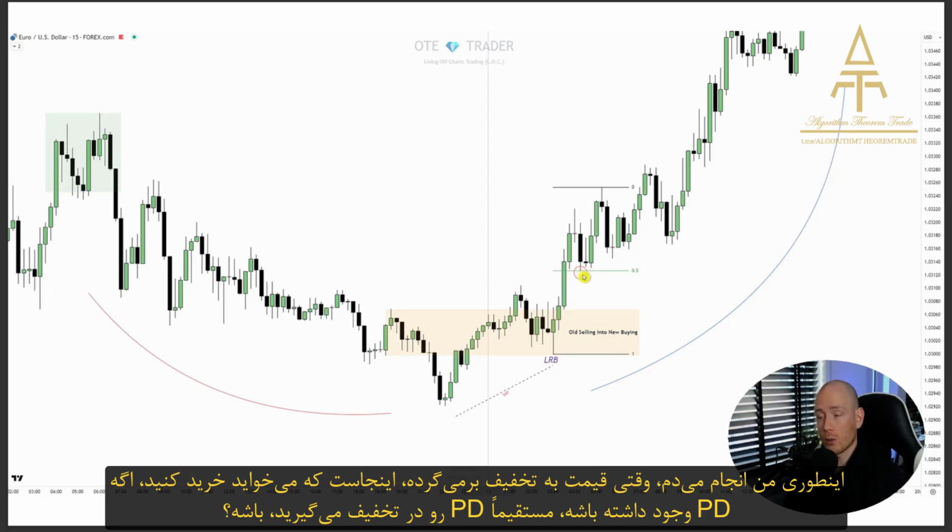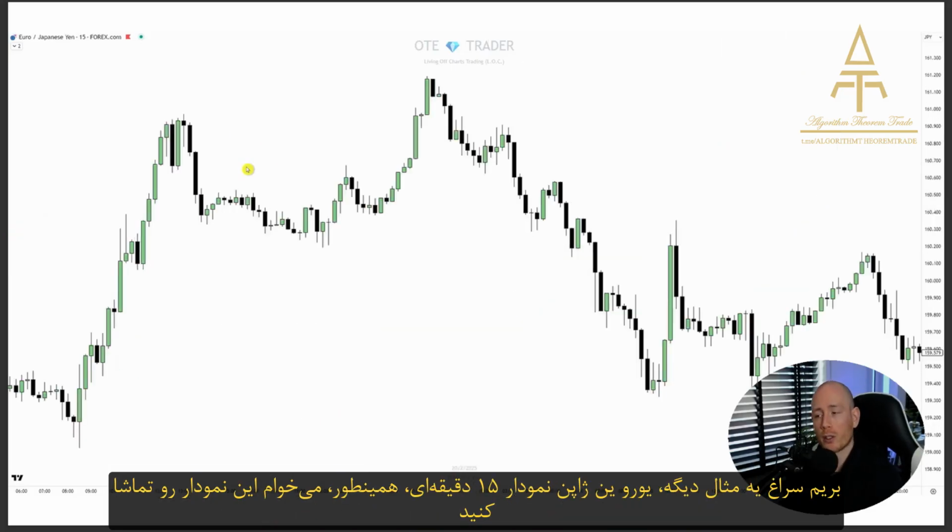Once price comes back into discount, this is where you want to buy. If there's a PD array, you straight up take the PD array in discount. All right, let's go to another example.